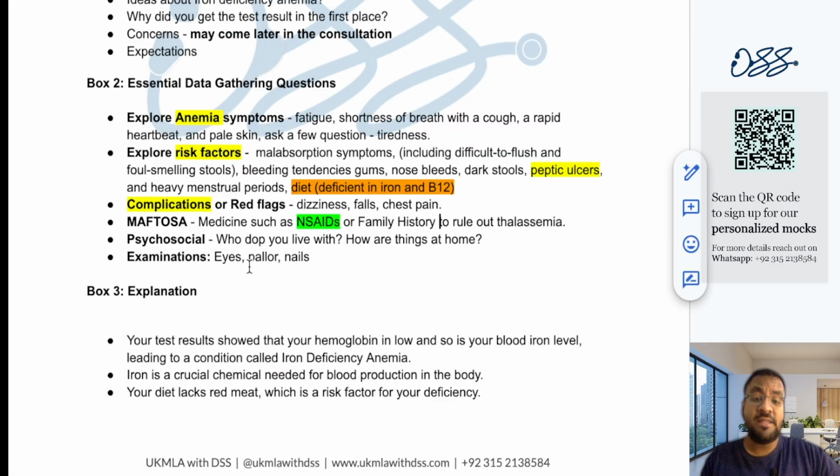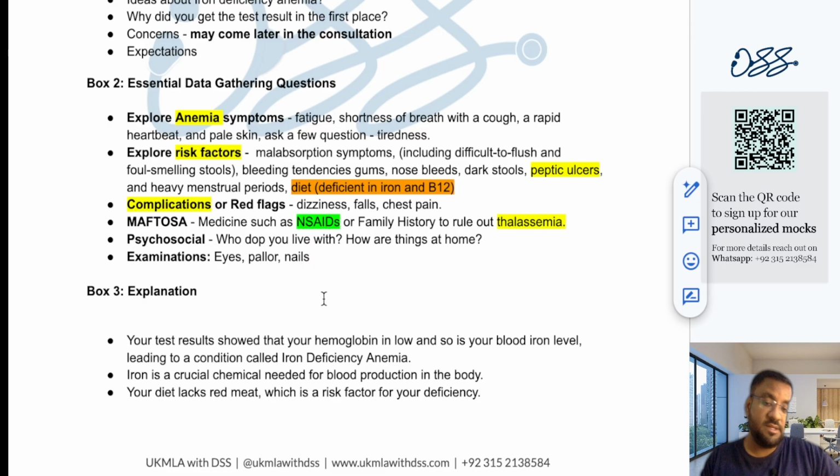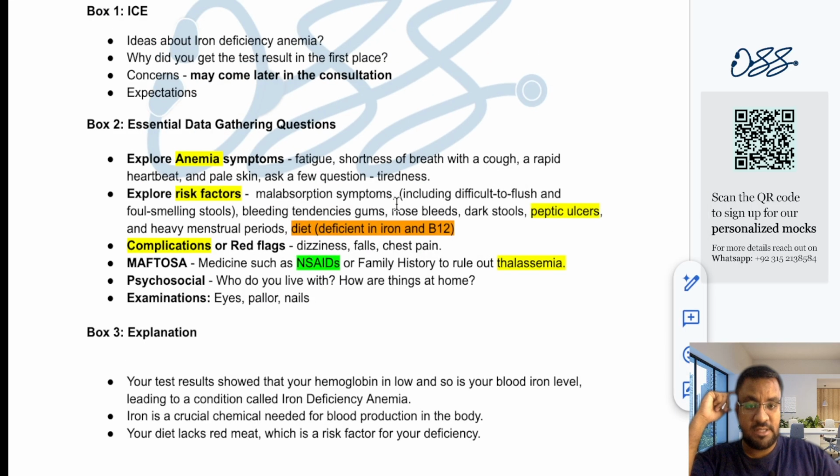Then you got to ask about the family history to rule out the heme disorders like thalassemia and sickle cell disease. The different causes of anemia need to be ruled out nevertheless. So just talk about the family history very briefly. Then the psychosocial aspect: who do you live with, how are things at home. Just to touch upon the psychosocial aspect, to make sure that the patient is completely all right.